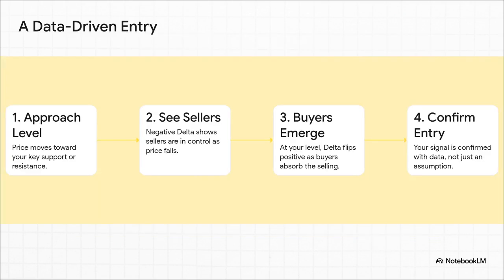So let's walk through it. Picture this. Price is dropping, heading towards the key support level you're watching. You look at the delta on those red candles and it's negative, negative, negative. Sellers are clearly in charge. But then, right at your level, bam, a candle closes and you see the delta has flipped positive. The score has changed. That tells you buyers just absorbed all that selling pressure and are now taking over. That is your data-confirmed signal to get in.